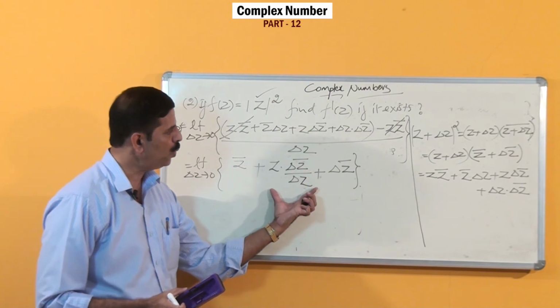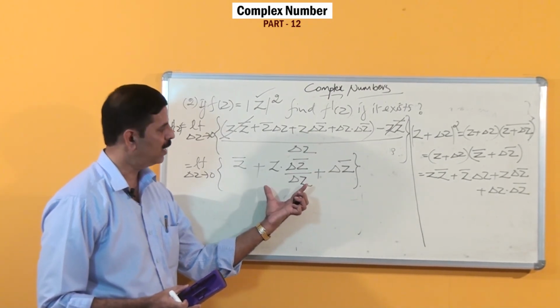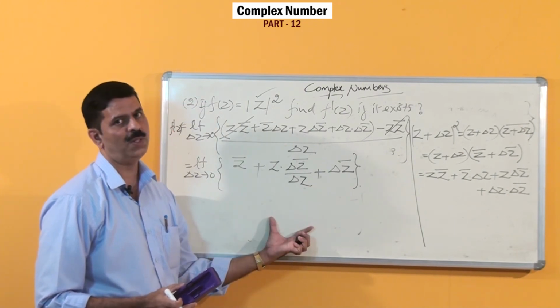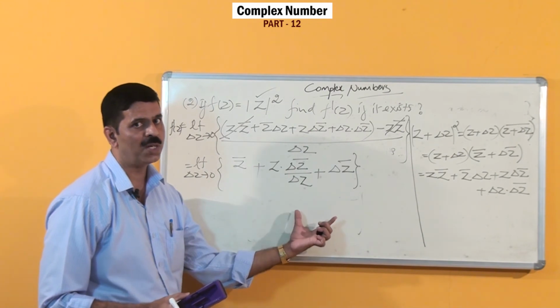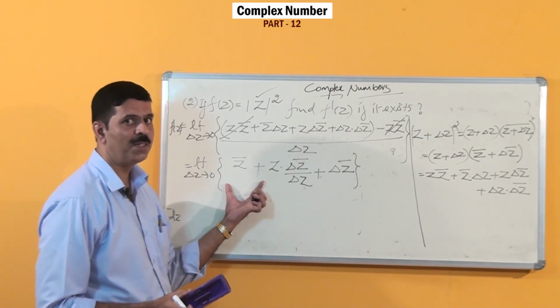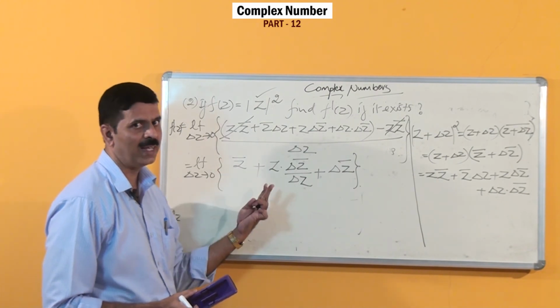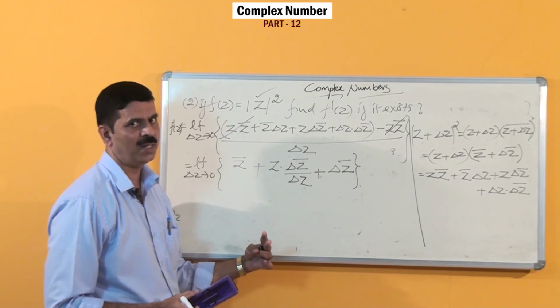You have to discuss the value of delta z in two different forms. As you know, a complex number contains a real part and an imaginary part. Therefore you have to observe the limit of this in two ways. We will continue this in the next session. Thank you.